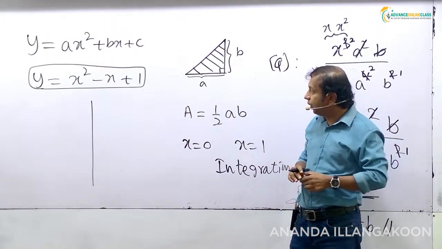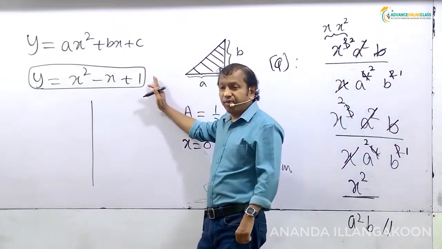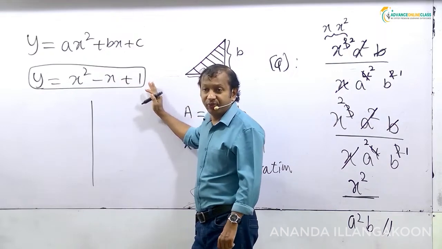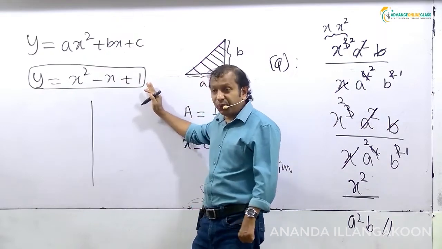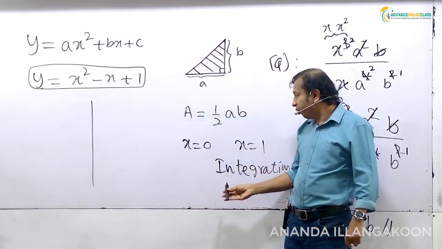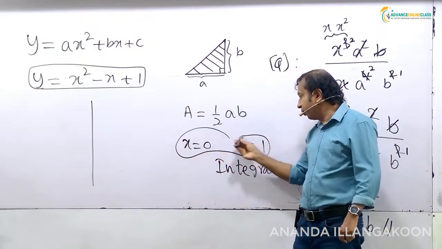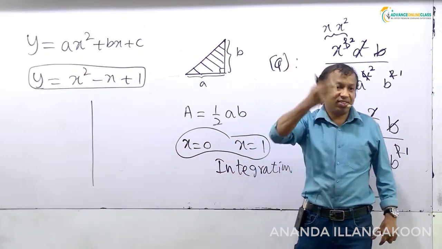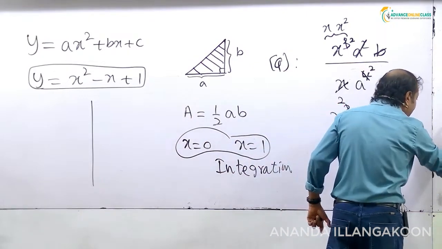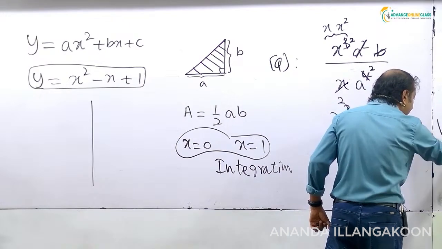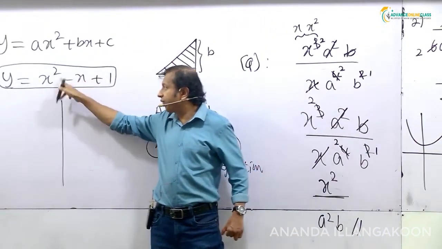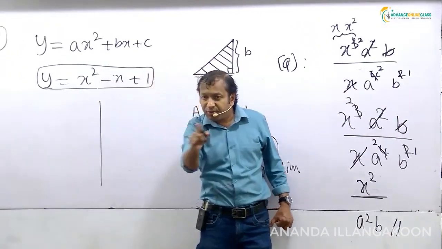Now suppose you are given a graph this way, this equation. After drawing the graph, you are asked to find the area between these two x values, below the graph and above the x-axis. For example, if I draw a graph like this, suppose the graph is like this. Since the x squared coefficient is positive, the graph should be a minimum graph.